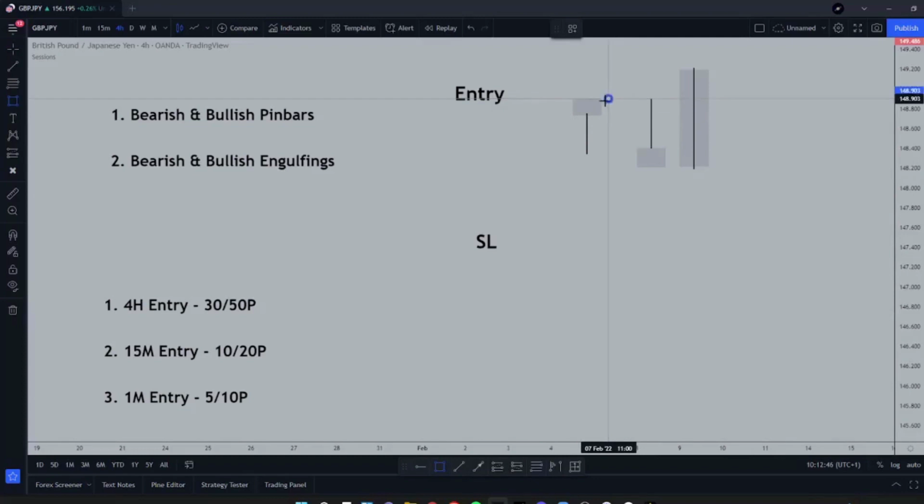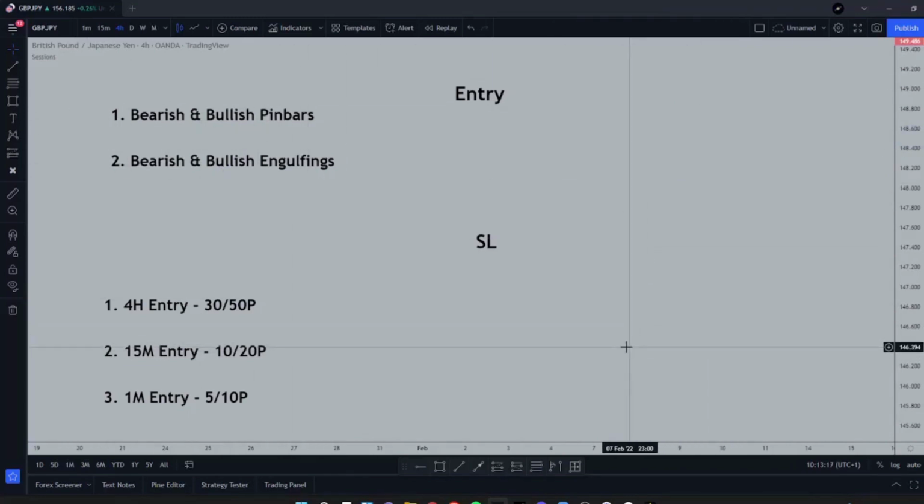Which would look something like this. Okay, this would be a bearish engulfing and would be a very nice candle to sell right here at the bottom or to buy here at the top. Okay, so let's remove all this so I don't confuse you. So these are the two candles that we are looking for on our entry time frame.